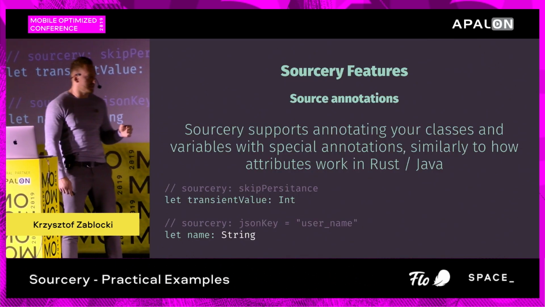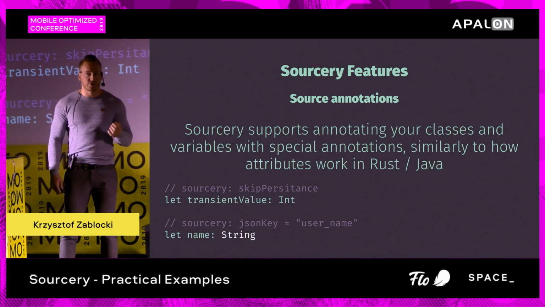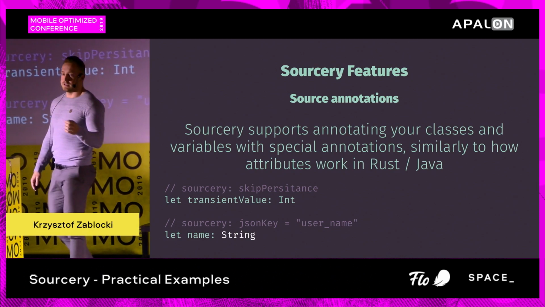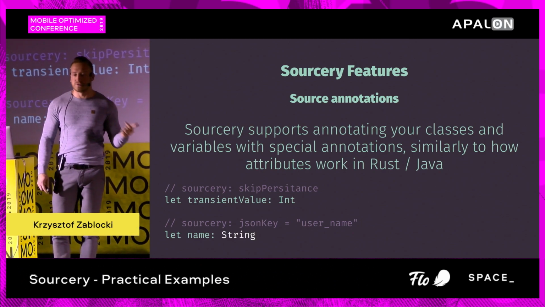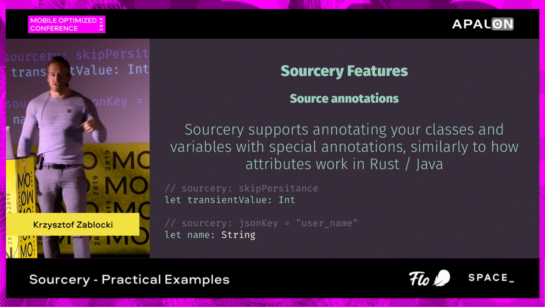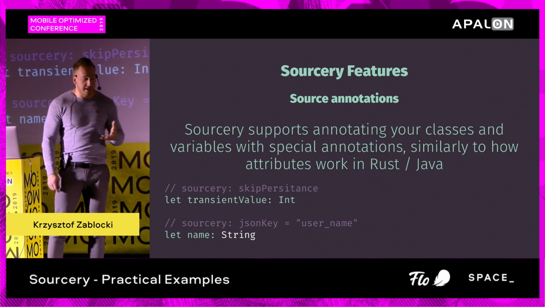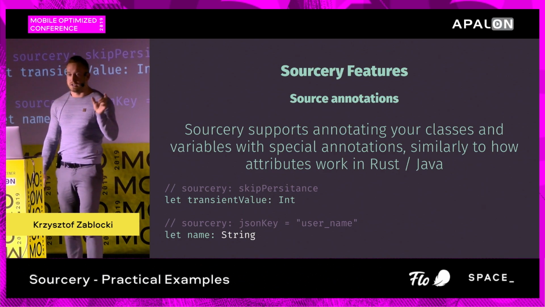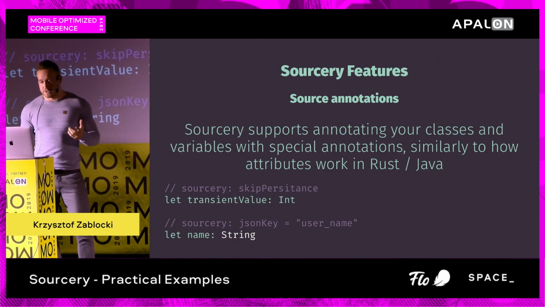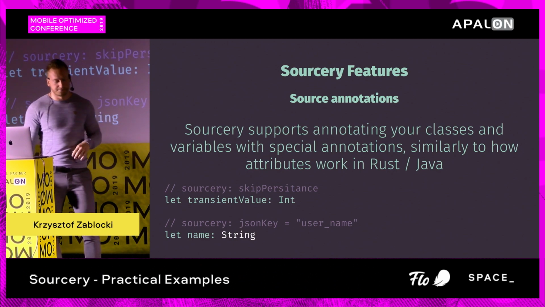What's really nice about Sorcery is it's not just reading your code, it actually allows you to attribute it. So if you ever work with languages like Rust or Java, you know that there are code attribution. So you can add to types or variables, you can add extra information on top of the type system. And that information can be things like, okay, I don't want to have this variable in equality, or this variable should be persisted as a different name under JSON parsing. So Sorcery adds support for that, and you just have to add a comment with Sorcery : basically, which is very convenient because it allows you to tweak the code that it generates in your template.